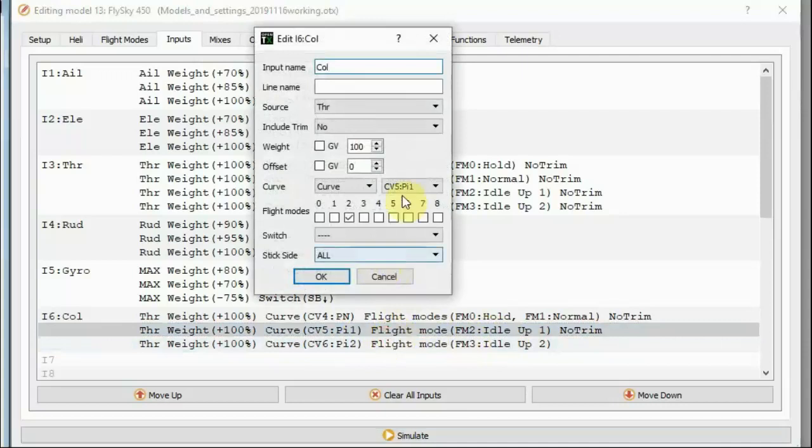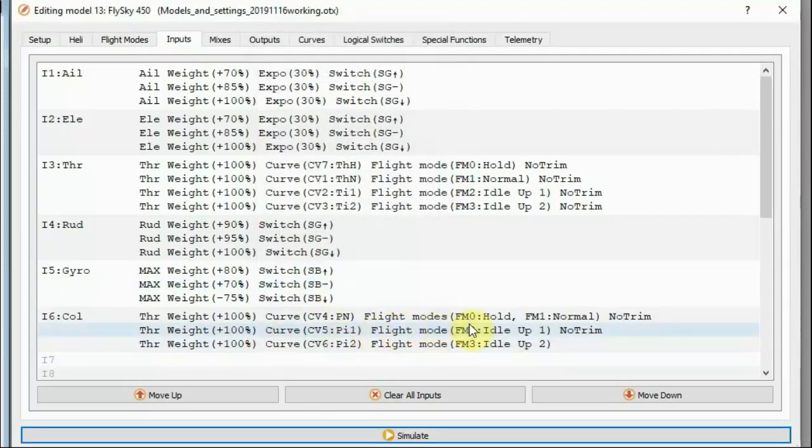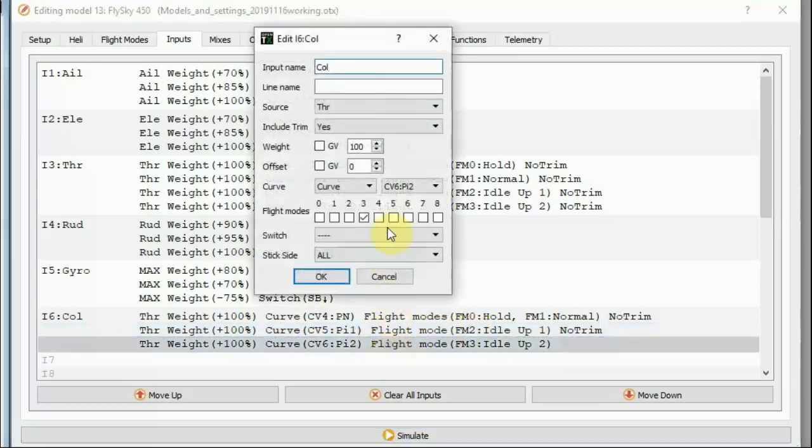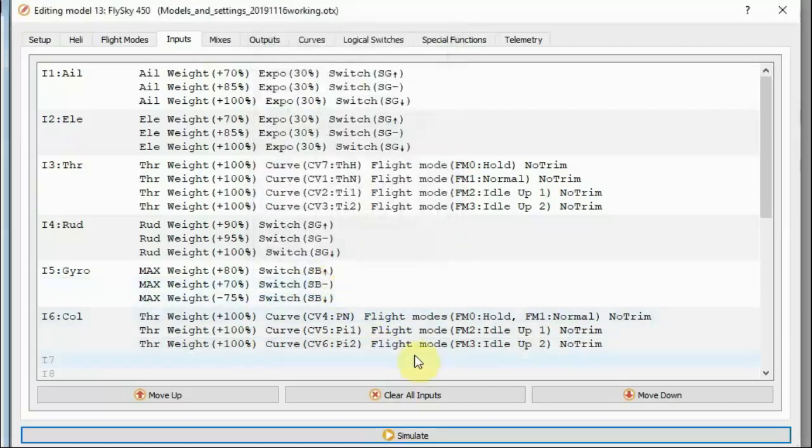So, the way we're actually setting this, we say it's dependent on the throttle, it's dependent on a curve. We choose the curve, which in this case is idle up 1. We choose what flight mode it's applicable in, and that's what causes this to get set. And I see for some reason I don't have the no trim option set on that one, so I should really have the no trim option set there, because I don't want the trims to be affecting the pitch and the throttle.